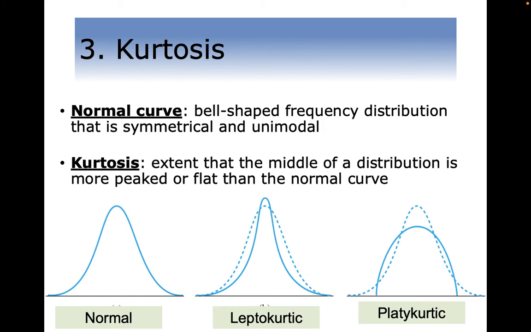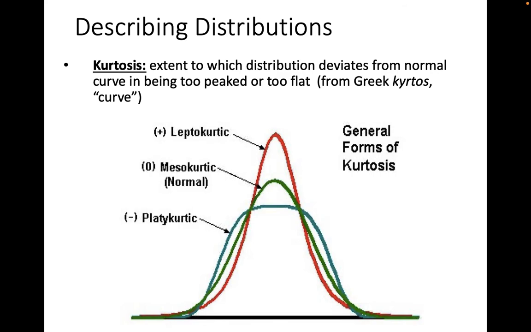Distributions with a flatter curve usually have fewer scores in the tails and are flatter in the center. And so that's what's known as a platykurtic distribution. In this figure, we can compare the general forms of kurtosis. When there's positive kurtosis, the curve is too peaked in the middle and with too many scores in the tails compared to normal. And when there is negative kurtosis, the curve is too flat in the middle with too few scores in the tails.